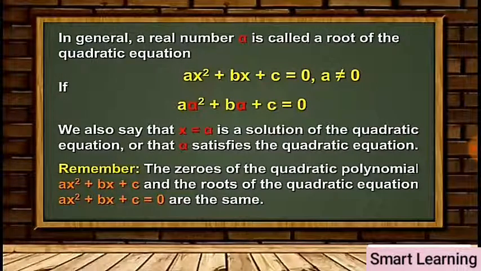Always remember that the zeros of the quadratic polynomial ax square plus bx plus c and the roots of the quadratic equation ax square plus bx plus c is equal to 0 are the same as roots and solution of the equation. We also know that a quadratic polynomial can have at most 2 zeros. So any quadratic equation also can have at most 2 roots.